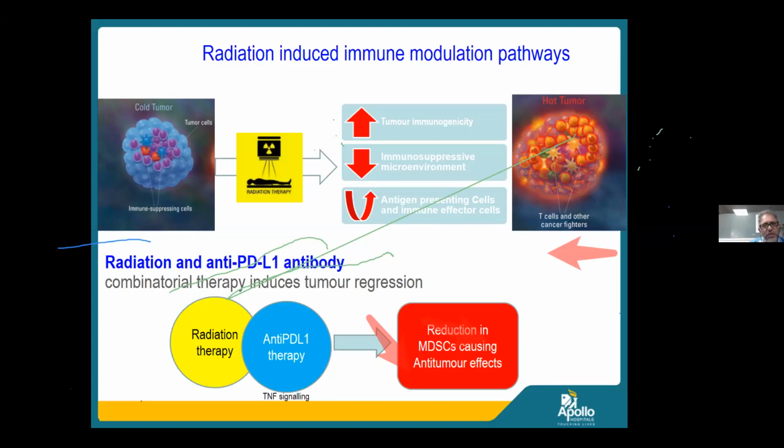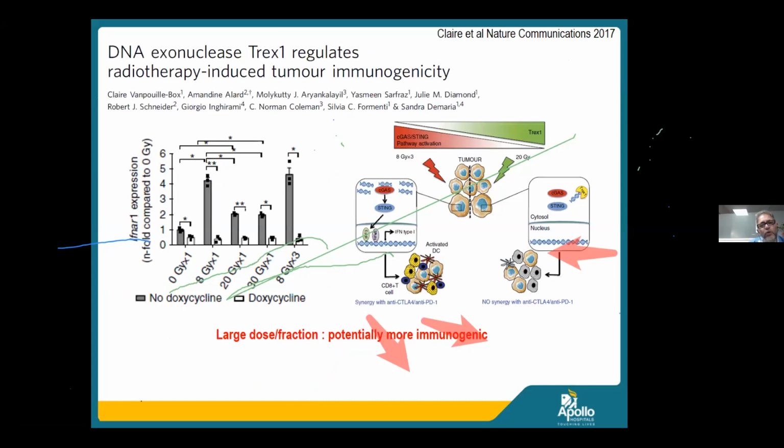And what is interesting is the doses of radiation. It has been seen that a reasonably hypofractionated regimen, not too high a dose, but also not the conventional, and especially with technology which has a high RBE, such as carbon and proton, will be more immunogenic and therefore can potentially elicit more immune response. And this is a fascinating beam, which I am also particularly excited about.